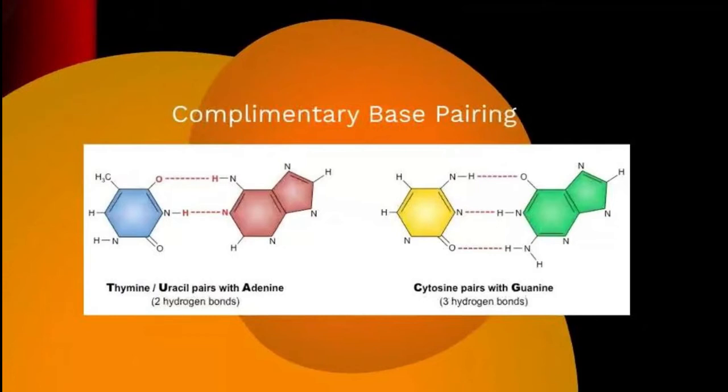So if you're learning about purines and pyrimidines, it's always a purine with a pyrimidine. And the thymine, uracil or adenine base pairing will feature 2 hydrogen bonds, while the cytosine and guanine base pairing will feature 3 hydrogen bonds.